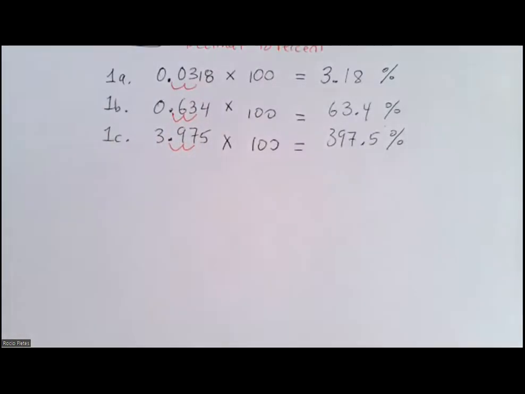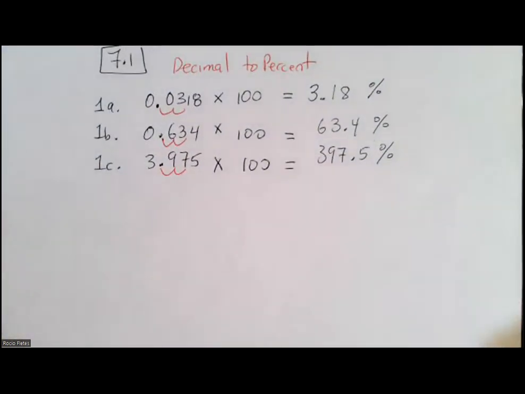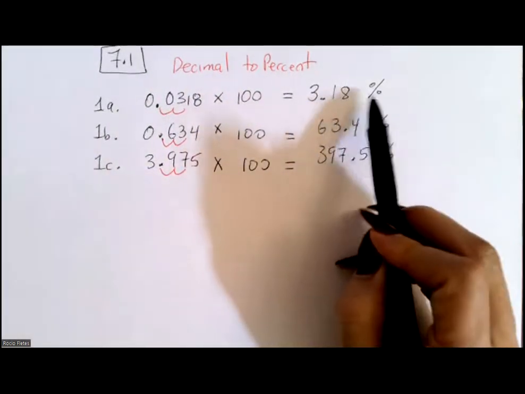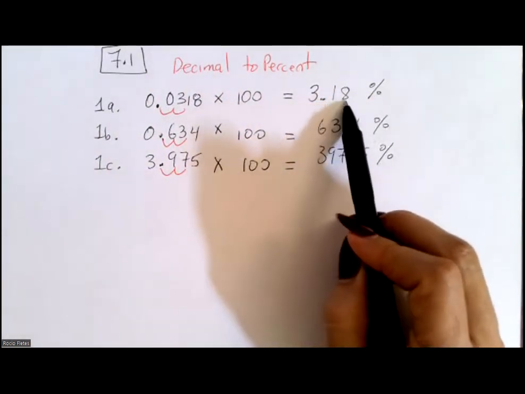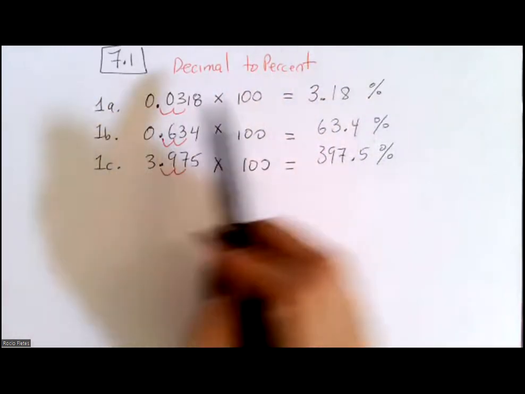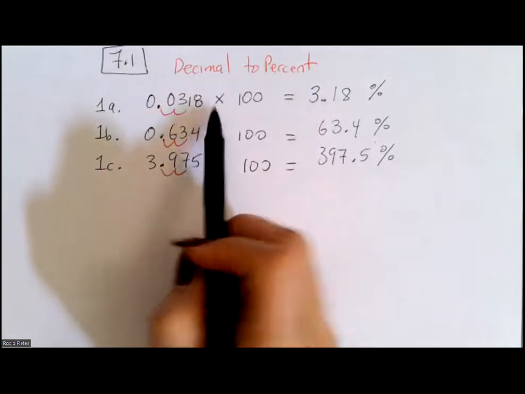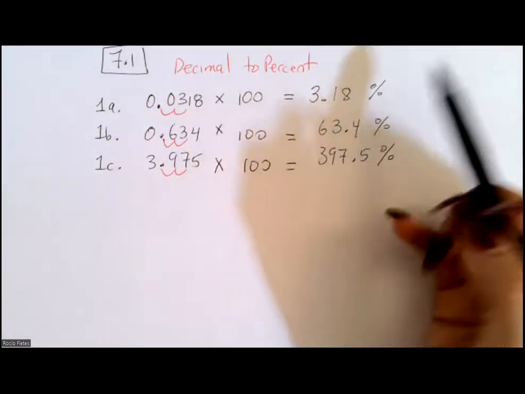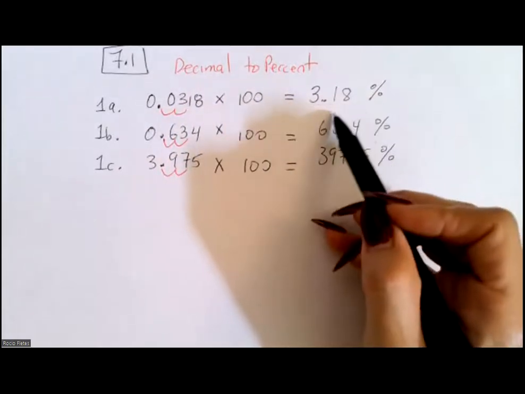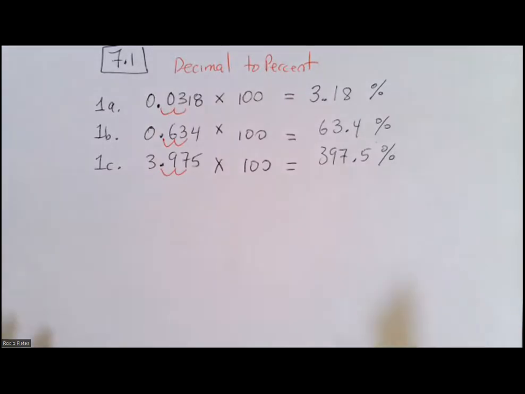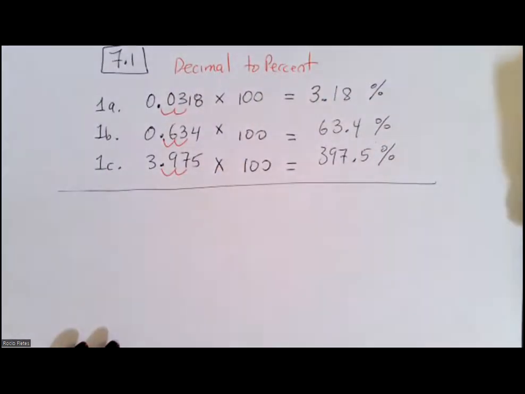Now, if you wanted to go the other way, in the opposite direction, from percent to decimal, say I have 3.18% and I want to write it as a decimal, you need to divide by 100. So from decimal to percent, we multiply, and from percent to decimal, we divide by 100. And when we divide by 100, we move the decimal place 2 places as well, but to the left. Okay? So that is example number 1. It has parts A, B, and C.